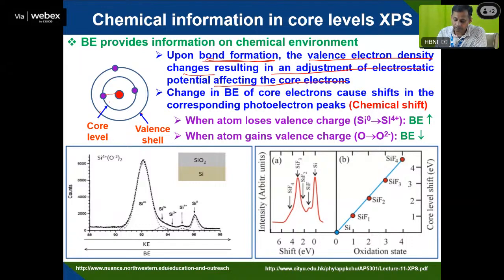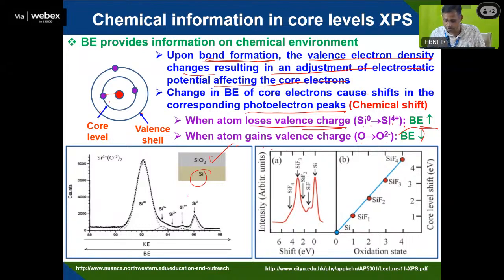When an atom loses valence charge, for example Si0 to Si plus 4, that means four electrons are lost here, so binding energy is increasing. When an atom gains valence charge, like oxygen becoming O2 minus, the binding energy decreases. You can see here how XPS analysis is able to distinguish different oxidation states. This is a silicon substrate on which silica is deposited. You can see silicon in +3, +2, +1, +4 states. It exists in different oxidation states, and those oxidation states can be identified by XPS analysis.